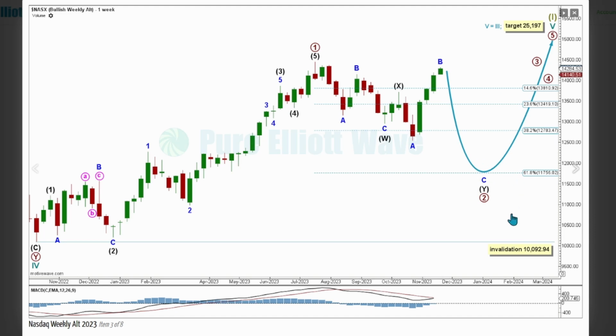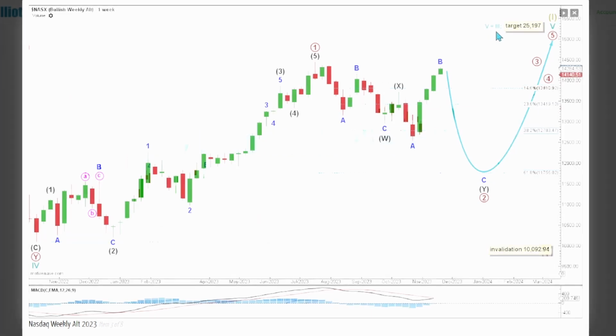If primary wave 2 does reach this target and continues lower, it cannot move below the start of primary wave 1 at 10092.94. And overall, cycle wave 5 is expected to pull price higher with a target calculated at 25197, where it would reach equality in length with cycle wave 3.